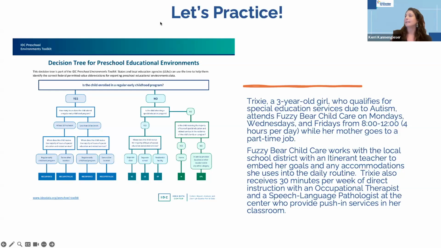So if we go through the decision tree, is Trixie enrolled in an early childhood program? Yes, because she's in that Fuzzy Bear childcare. How many hours does she attend that program? At least 10, because from my math, she's there for 12 hours, 4 hours a day for 3 days. Where does she receive the majority of her services? Within that regular early childhood program, because those therapists push into the classroom to provide her services. So that's what we would code, and that would count towards our 6A data.